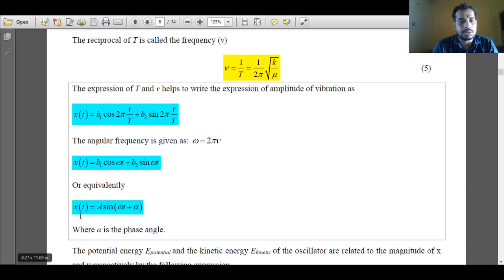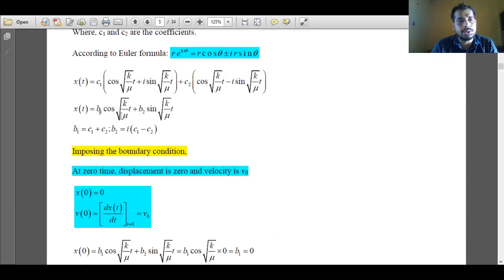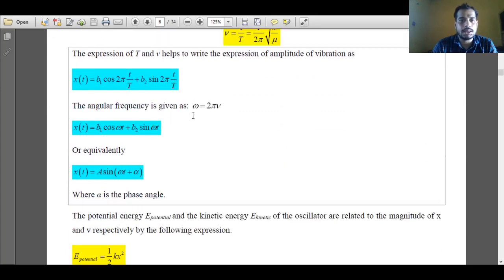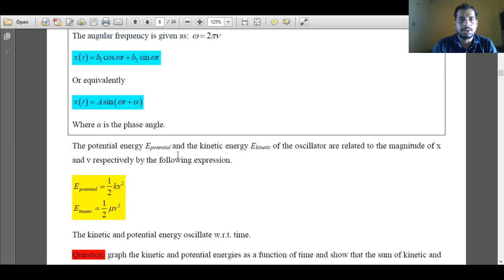Or equivalently, I can also write the displacement as a sin(omega t plus alpha). What is alpha? Alpha is the phase angle. So these three expressions are the same as the general expression that we have written here, with cos and sine of root over k over mu t. And what is omega? Omega is the angular frequency, which is given as 2 pi nu. And what is nu? Nu is the frequency of oscillation, given as 1 over 2 pi root over k over mu, and that is the reciprocal of the period of oscillation T.